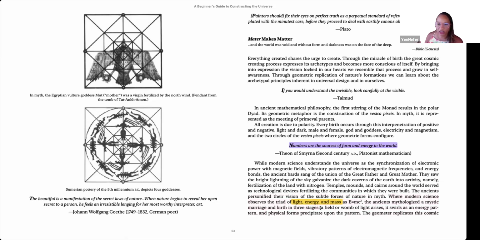Modern science sees this as light, energy, and mass. The myth the ancients use is this mystic marriage and birth in three stages: a field or a womb of light arises, it swirls as an energy pattern, and then physical forms precipitate upon the pattern. That's the myth of it. Now, the geometer, which is like us when we pick up those three tools, the compass, the straight edge, the pencil and paper, we become the geometer, which is like a version of a creator.